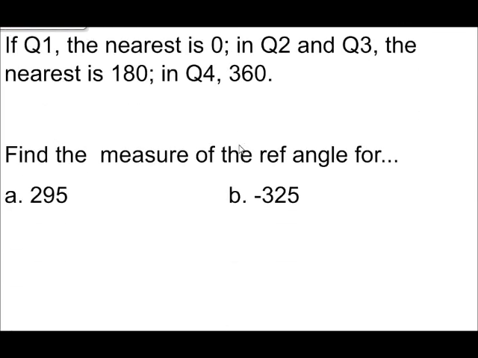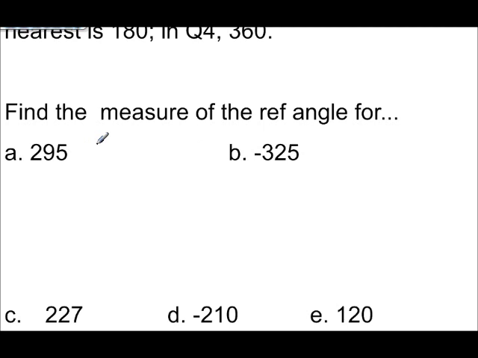So, to find the measure of the reference angle for 295 degrees, that's quadrant 4, which means your closest x-axis is the positive x-axis, or 360 degrees. So how many degrees are there between 295 and 360? Well, you do 360 minus 295, and you get 65 degrees. So the reference angle for 295 degrees is 65 degrees.